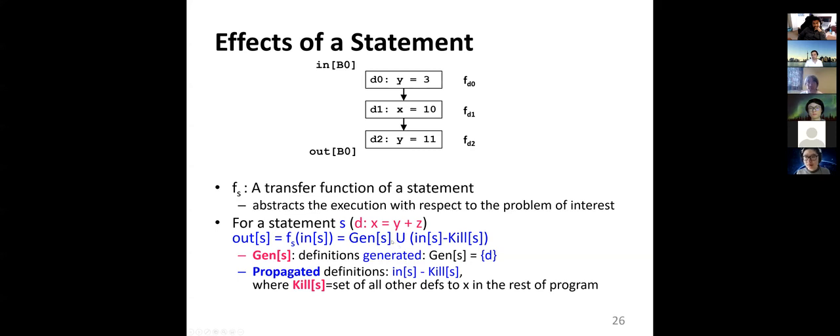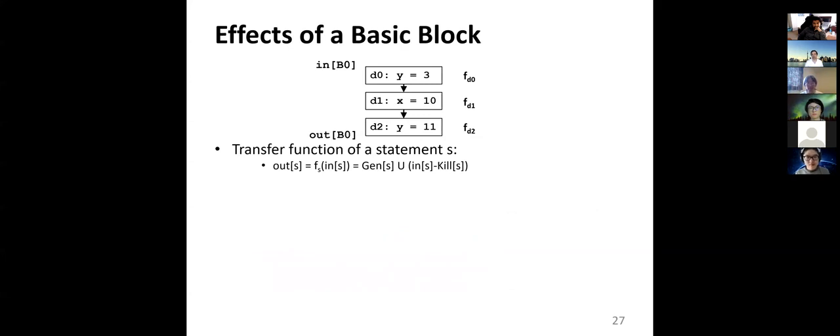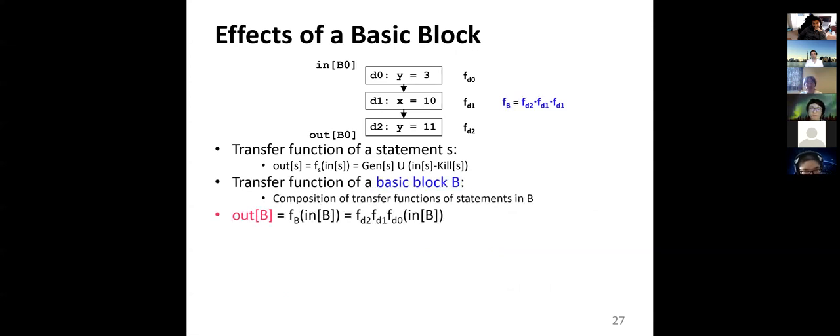Okay, any questions? If there are no questions, then the next step is how we combine those things. So we essentially had transfer functions for D0, transfer function for D1, transfer function for D2. That's a local transfers. But what I want is the total transfer of the whole basic block. What I do, I formally define the output of the basic block being equal to the transfer of the whole basic block, which is just step-by-step transfer from, sorry, there's a typo here.